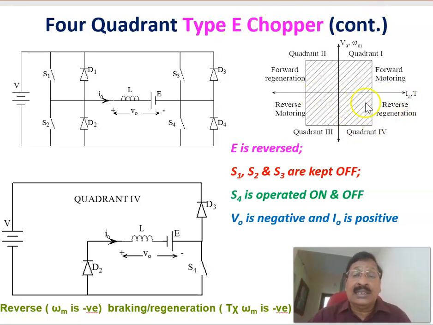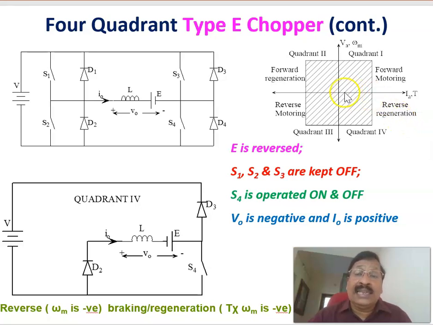The fourth quadrant means voltage is negative and current is positive, or you can say that torque is positive and omega is negative. So T into omega is negative, and at the same time omega is also negative. Since omega is negative, we call it reverse. And since T into omega is negative, it is called the braking action or regeneration. That is why it is called reverse regeneration. Omega m is negative, so it is reverse, and T into omega is negative, so it is regeneration or braking action. Therefore, this is the reverse regeneration.